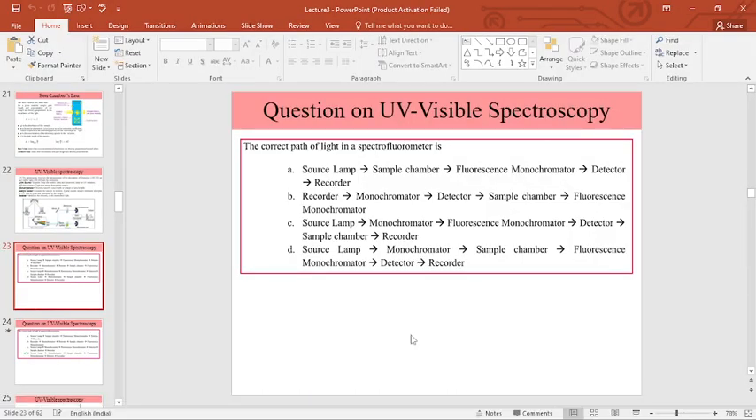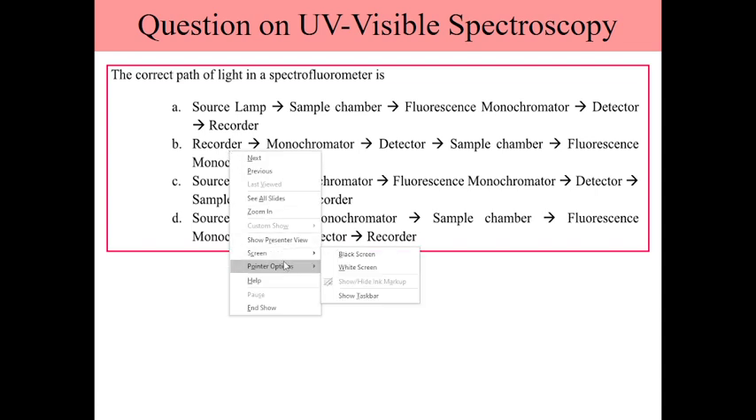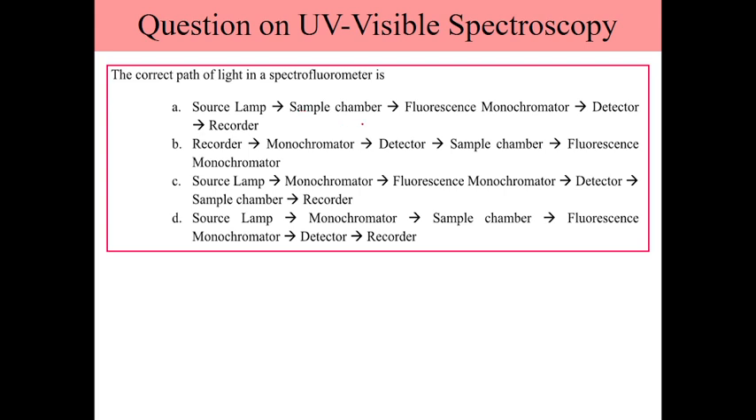Okay, so we will look into this question. The correct path of light in a spectrophotometer: first is the source lamp. Of course, first has to be the source lamp, that is true. And then there is the sample chamber. I don't think this is right. The second one says recorder. How can the recorder come first? So these two cannot be right.